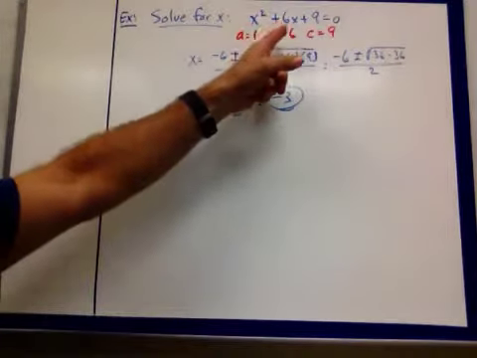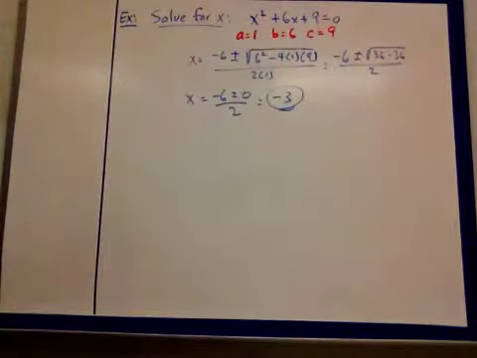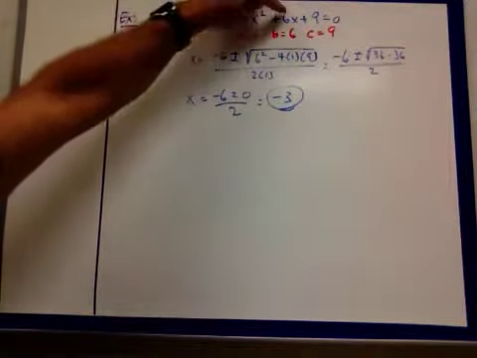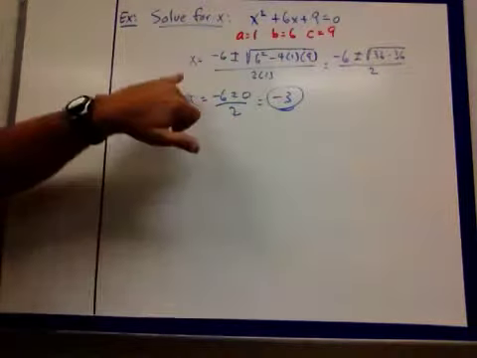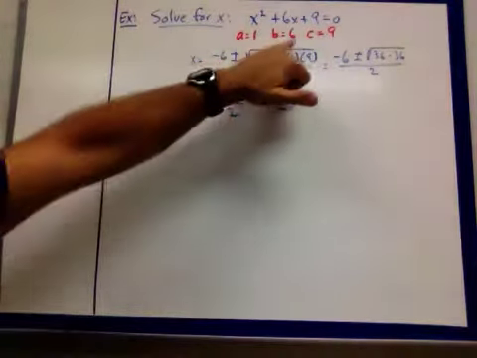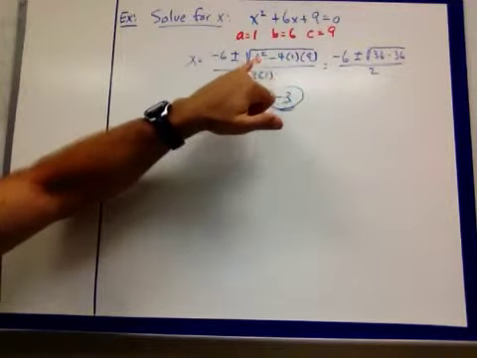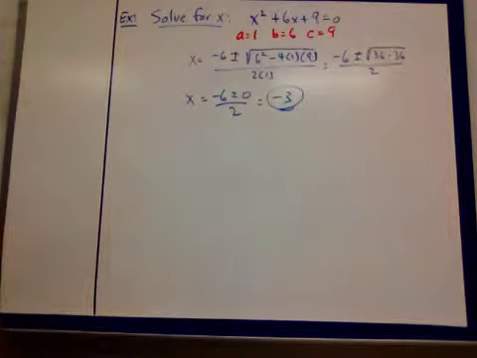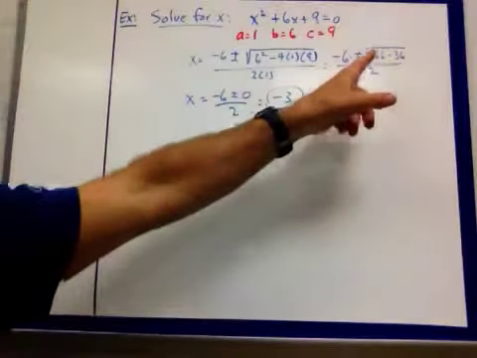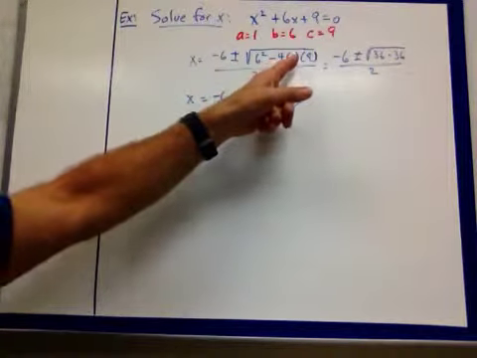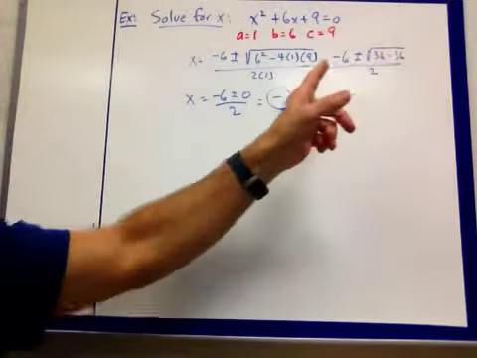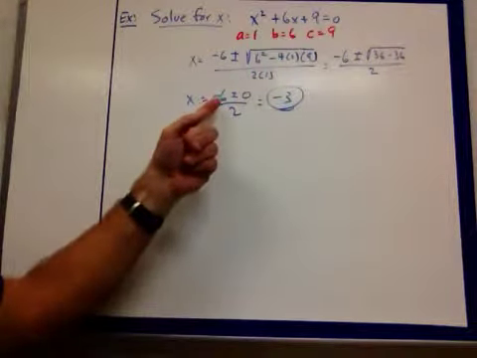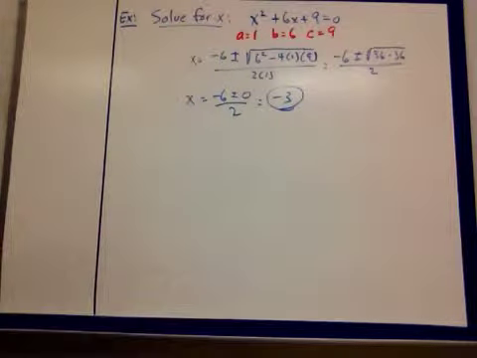Solve for x. X squared plus 6x plus 9 equals 0. It's set up for us. It's equal to 0. So identify my a as 1, my b is 6, my c is 9. I plug everything in. Negative b plus or minus the square root of b squared, so that's 6 squared, minus 4 times a times c, 4 times 1 times 9, all over 2 times 1. 6 squared is 36. 4 times 1 is 4 times 9 is 36, so 36 minus 36 gives me the 0. So negative 6 plus or minus 0 is just negative 6 over 2 is negative 3.